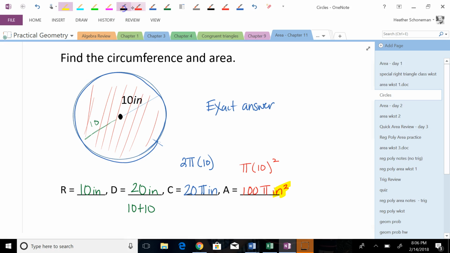Also, one other thing I want to point out is that I have the number and then the pi. You don't write the pi and then the number. You always write the number, then the pi.